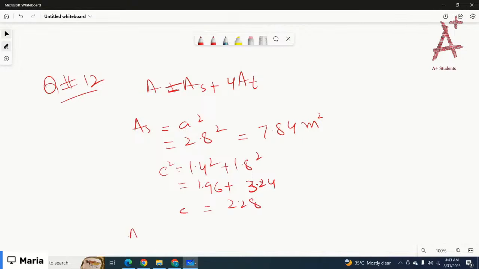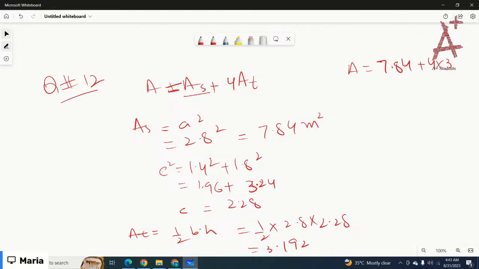Just use the formula. It would be half times base times height. So it would be 1 by 2 times 2.8 times 2.28. So it would be 3.192. So that means then area of square is 7.84 plus 4 times 3.192. So when you calculate, it would be 20.608. That means the area is 20.608 meter square, right?